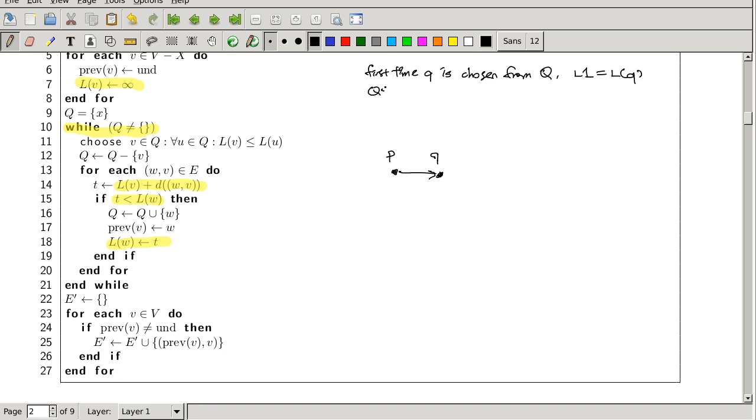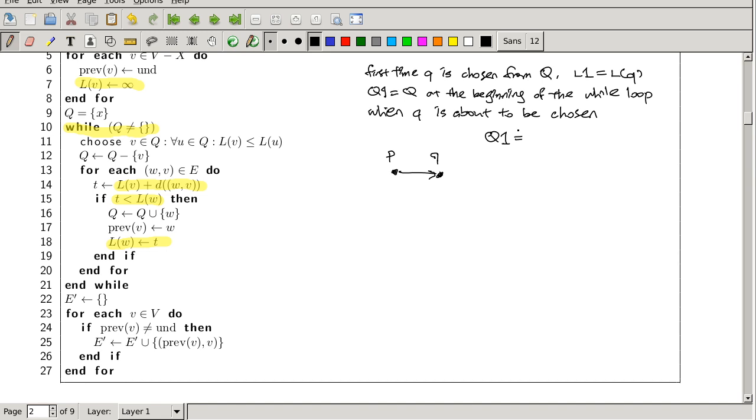In that particular iteration of the while loop, we will also use Q1 to be the Q at the beginning of the while loop, when q is about to be chosen. Okay, so we have now remembered a few things.